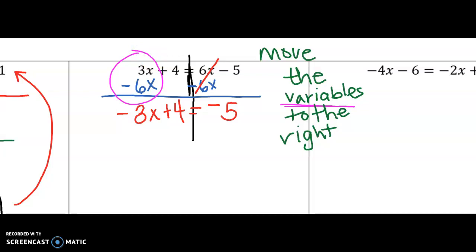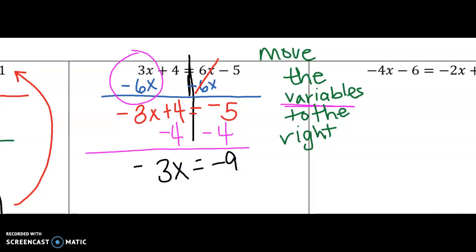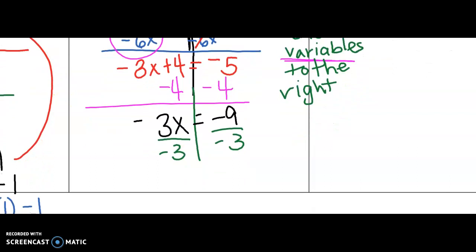Now I gotta move my numbers together, my constants. Minus 4, negative 3x equals negative 9. Again, be very careful adding your positives and your negatives. Divide by negative 3, divide by negative 3. And so we're left with x equals positive 3, because a negative and a negative give me a positive. So x equals 3, like that.